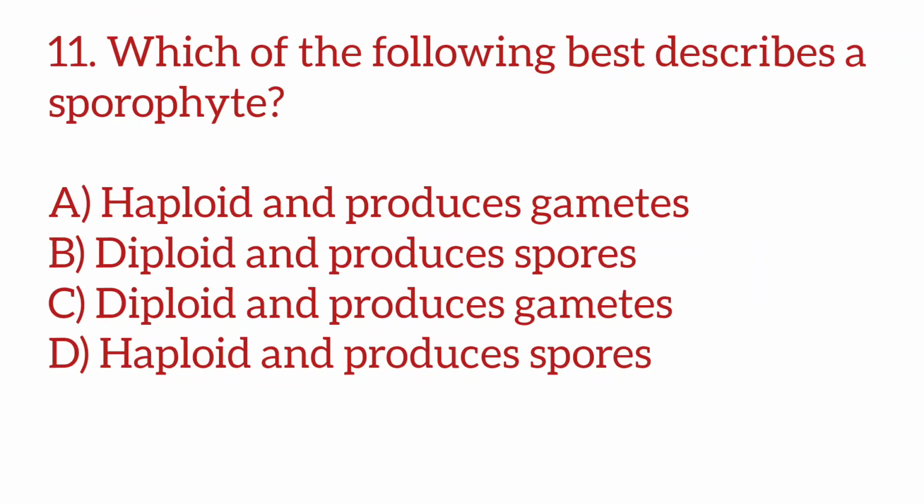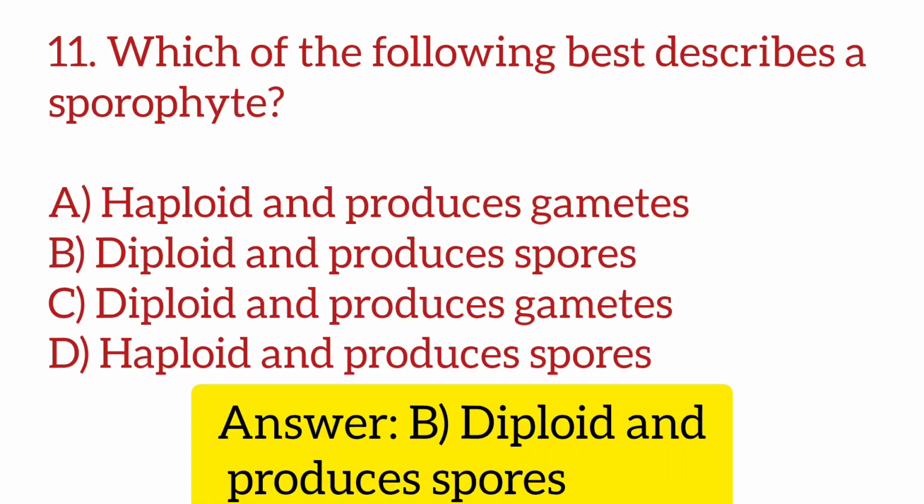11. Which of the following best describes a sporophyte? A. Haploid and produces gametes. B. Diploid and produces spores. C. Diploid and produces gametes. D. Haploid and produces spores. Answer B. Diploid and produces spores.